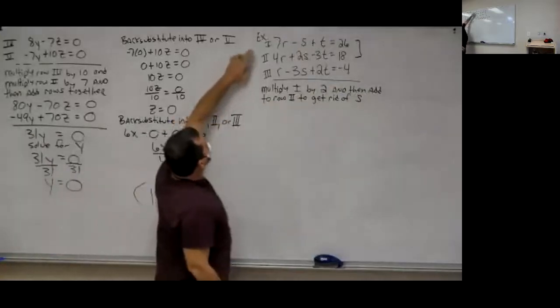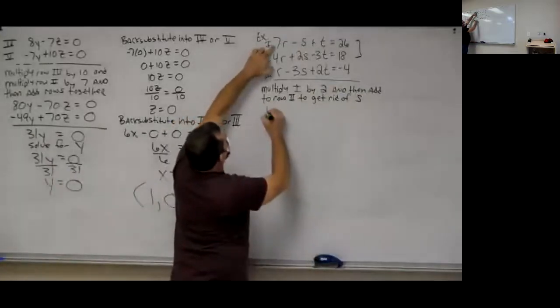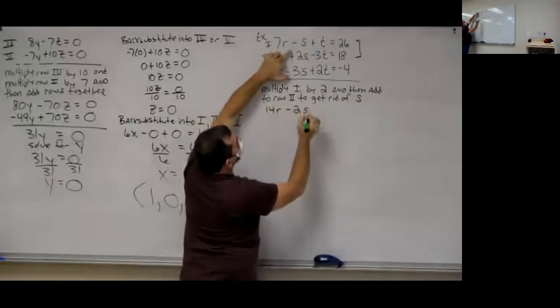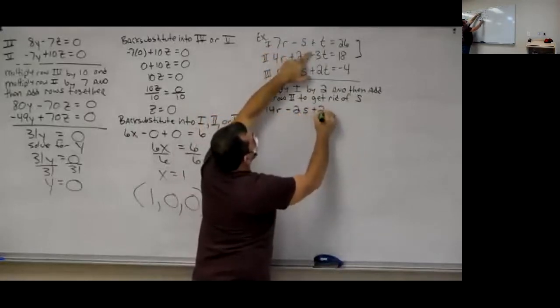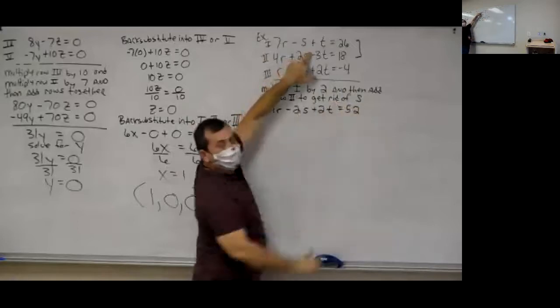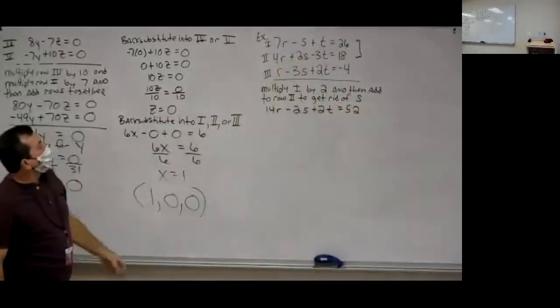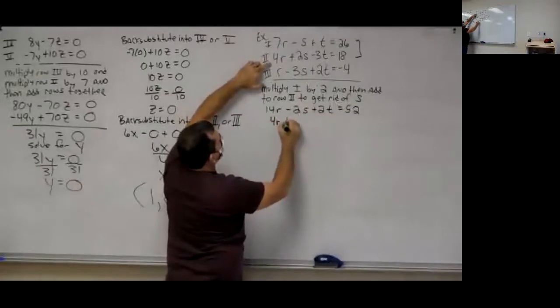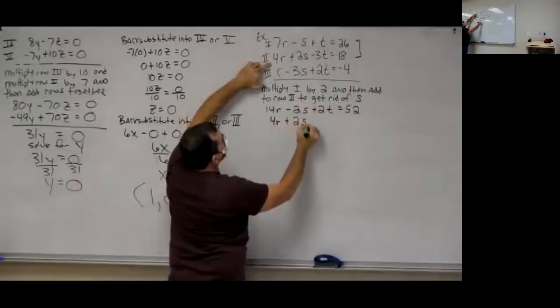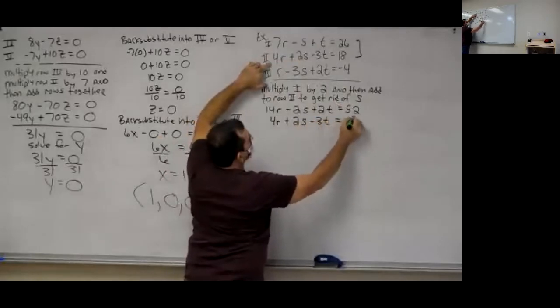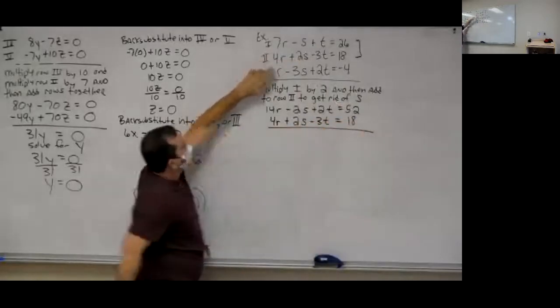All right, so let's multiply row 1 by 2. So that'll give you 14R minus 2S plus 2T equals 26 times 2 is what, 52? Now bring down row 2. We don't have to change it. 4R plus 2S minus 3T equals 18.